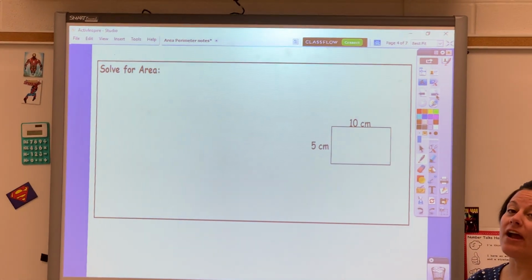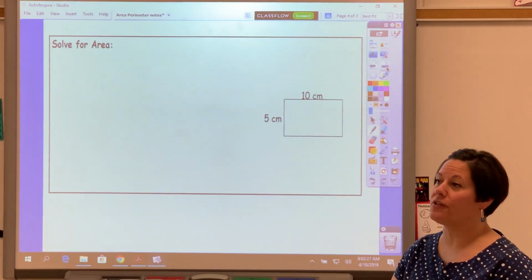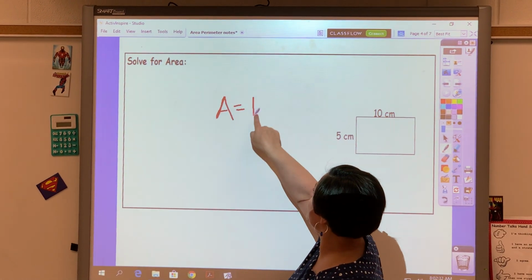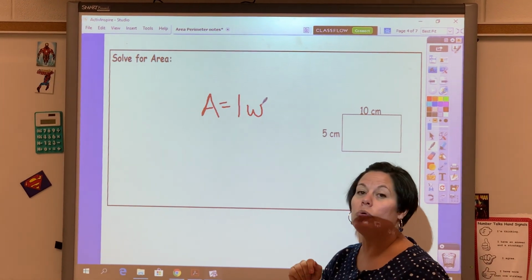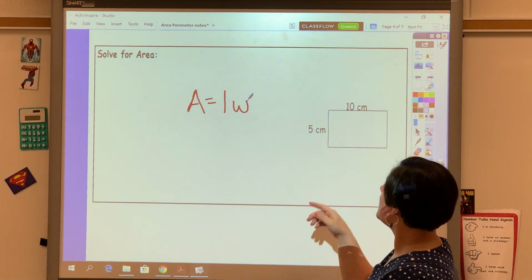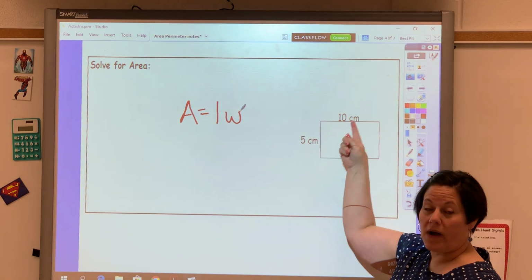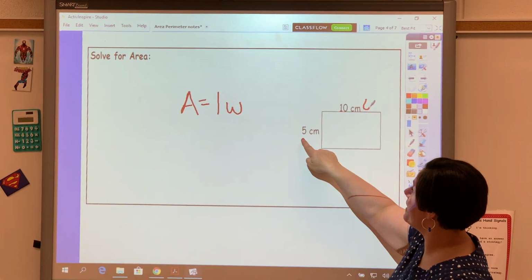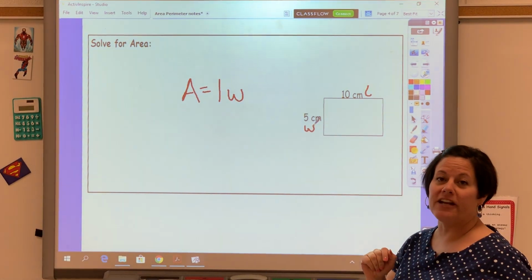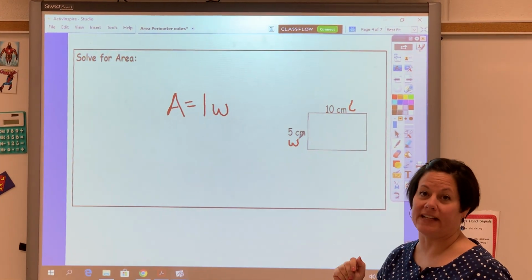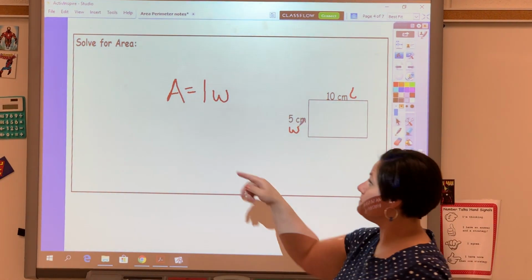To solve for the area of a rectangle, we need to use a formula. The formula for a rectangle is area equals length times width. You will be given a formula sheet, so you do not have to memorize that formula. It does not matter which one is length and which one is width. I usually consider that length and that width, but the commutative property tells us that it doesn't matter which order we multiply those in, we will get the same answer.